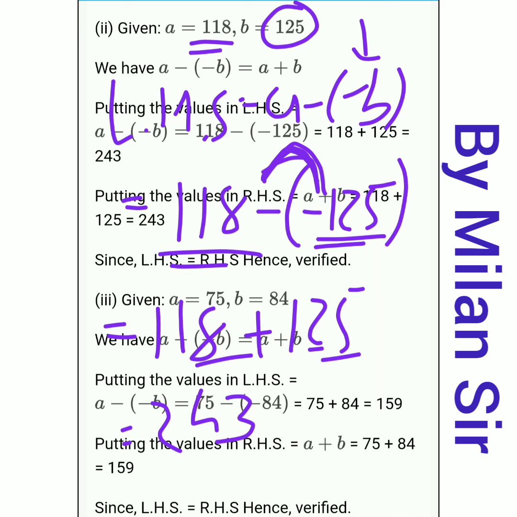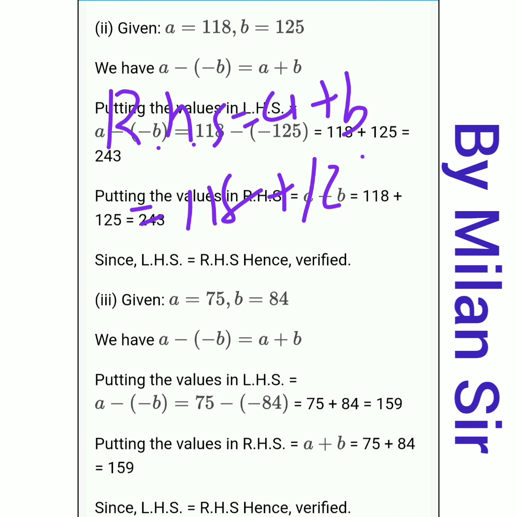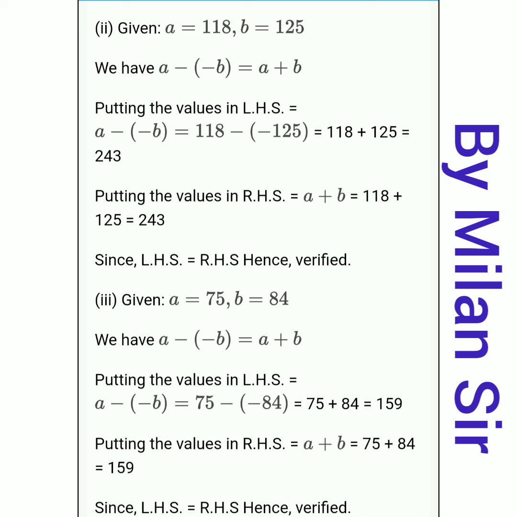Now we need to check the right hand side. In the right hand side, a plus b, where a is 118 and b is 125, so 118 plus 125 is again 243. So on both sides we get the same answer, right? So we can write like this: LHS is equal to RHS, hence verified.